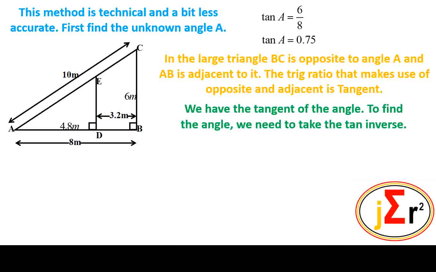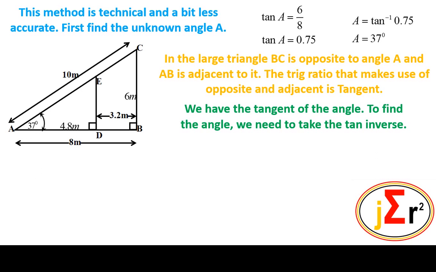We have the tangent of the angle. To find the angle, we need to take the reverse of taking the tangent. And the reverse of that process is to take the tan inverse. We will therefore take the tan inverse of 0.75, and let's see what the angle A is equal to. A is equal to tan inverse of 0.75, which is equal to 37 degrees.